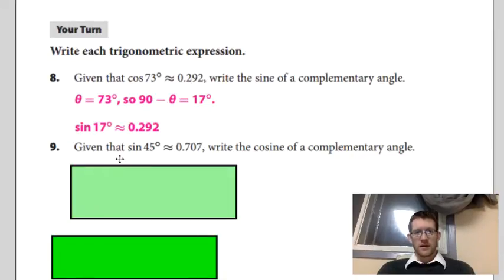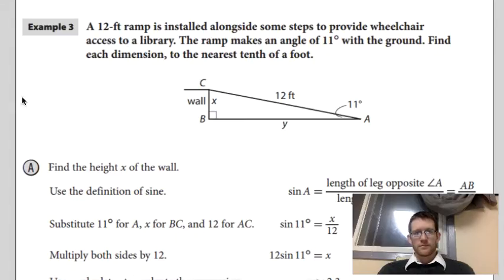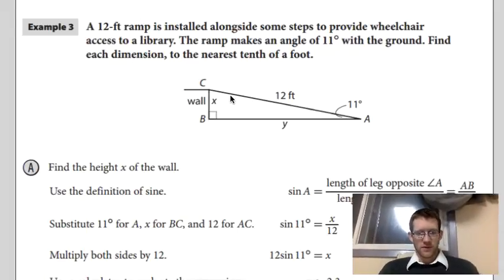Let's try this one. Same sort of deal here. You know that the cosine of 45 degrees is equal to the sine of 45 degrees, which is this value here. Okay, these problems are much more applicable actually.